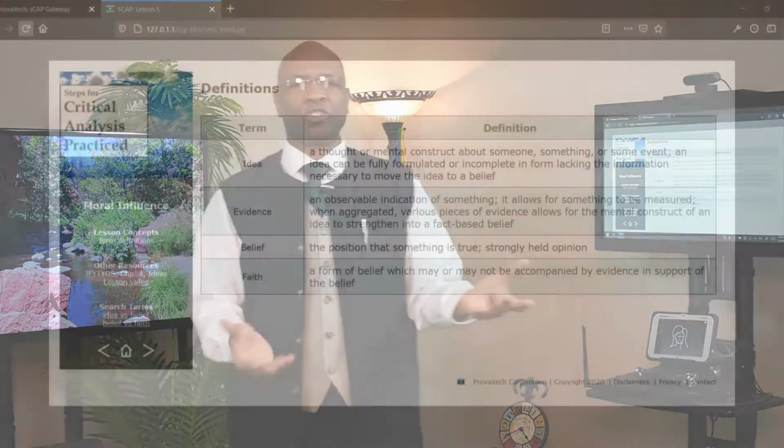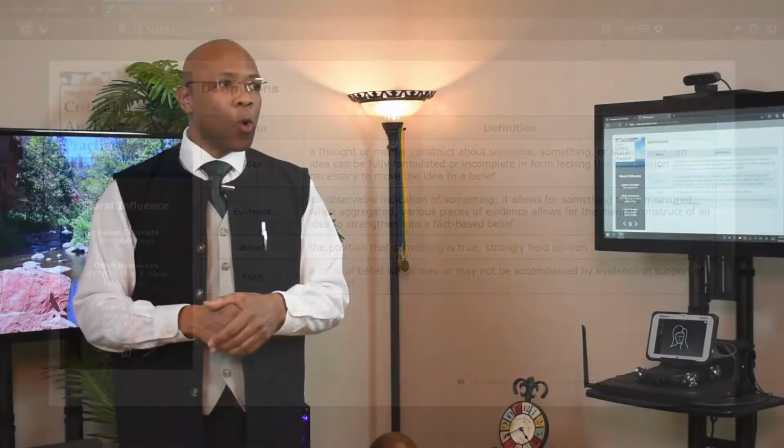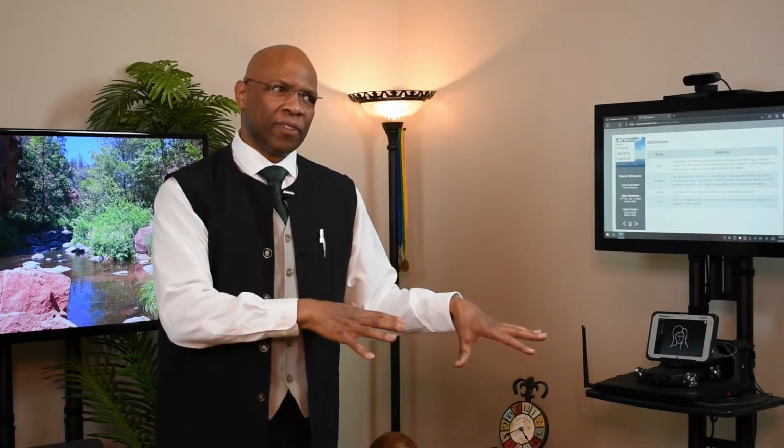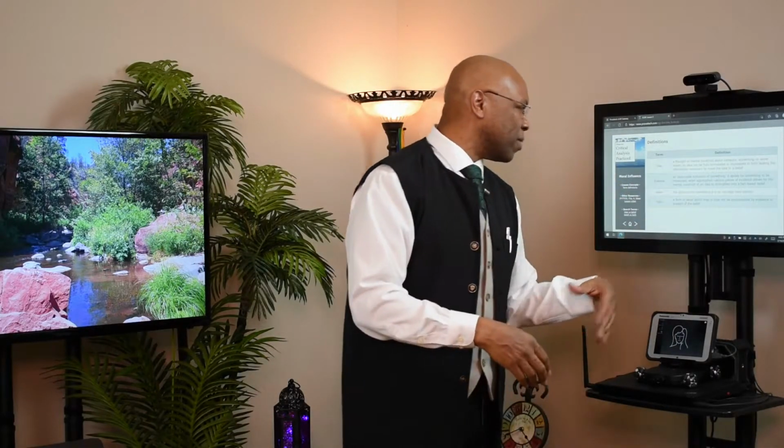Belief is a position that something is true, a strongly held position. You could have some of that evidence and it builds into a belief. Now, I believe if you go out into the sun without a shirt on in the desert, you're going to burn up. That's a belief that I have based upon evidence, evidence of what I've seen. So you have faith, a form of belief which may or may not be accompanied by evidence.